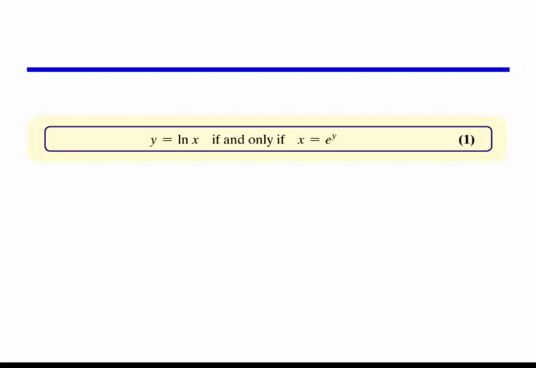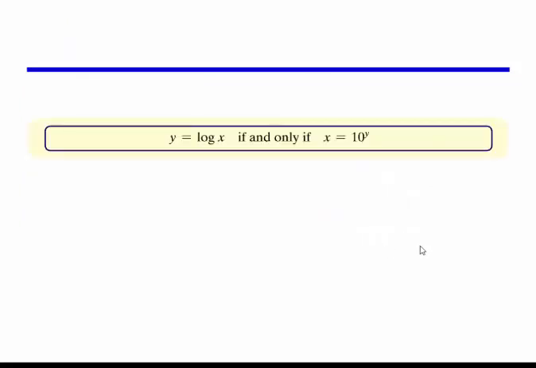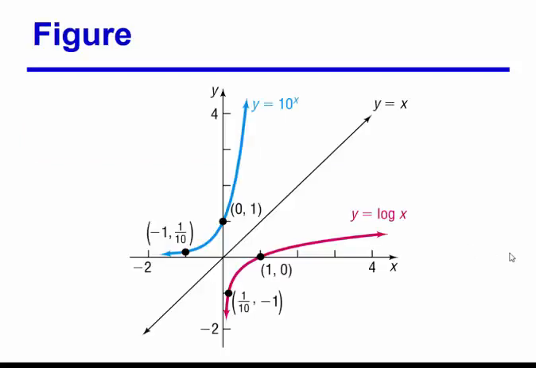Now, y is equal to the natural log of x if and only if x is equal to e raised to the y power. So here's e to the x, here's natural log of x. You can see that they're symmetric about the y equals x line, which means that they're inverse functions. So here's y equals e to the x, and here's y equals the natural log of x. So y is equal to log of x if and only if x is equal to 10 raised to the y power. If no base is given, it's 10. And so here's y equals 10 to the x power, and then here's y equals log of x.